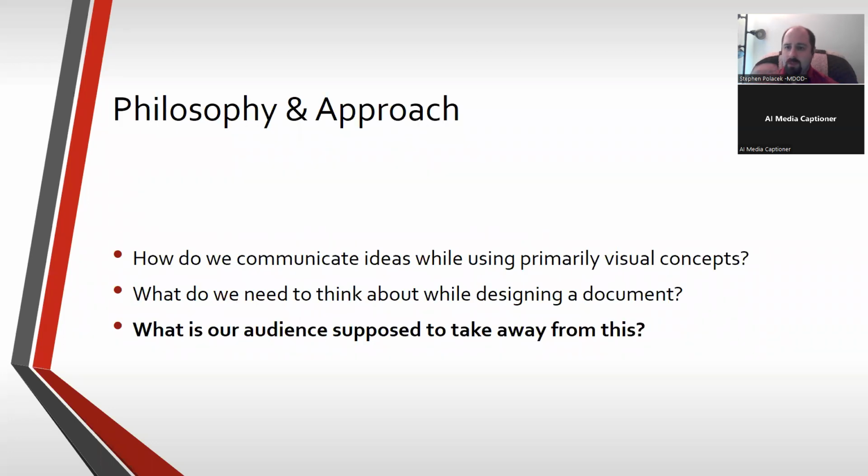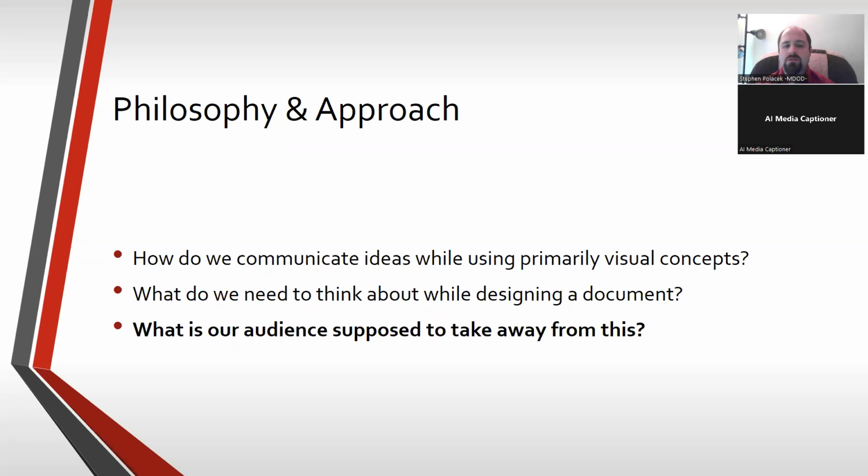To start off, our philosophy and approach. Why are we doing this? What is the point? So the first thing we should think about is, how do we communicate ideas while we're using primarily visual concepts? When we're using color and space in order to draw people's attention to certain topics and such, how do we get that same intensity across to someone who can't see color or can't see at all? That is how we want to reinforce those ideas without relying totally on those concepts.